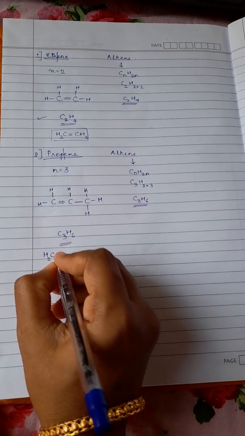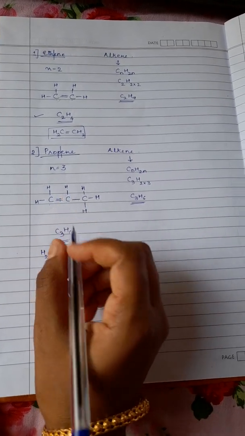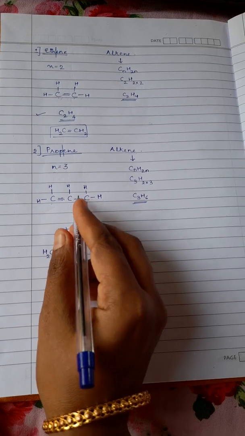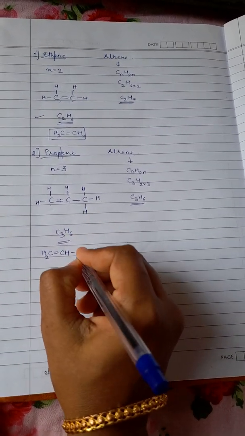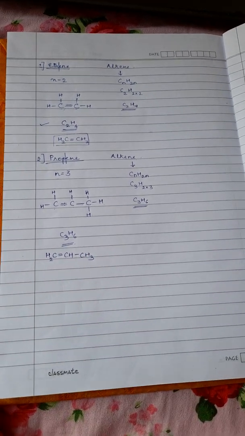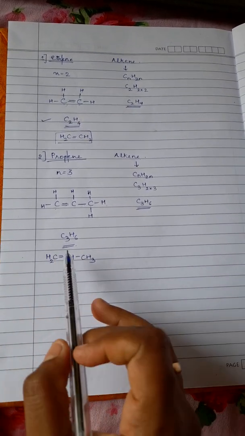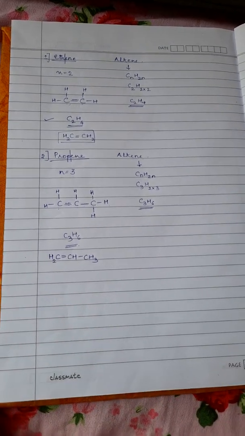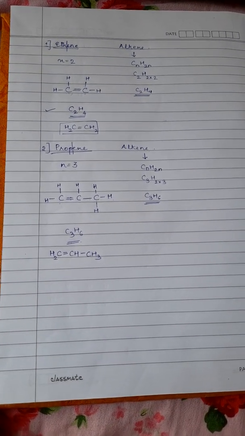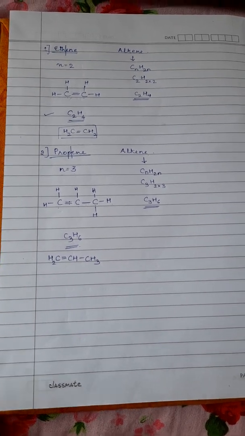I have a double bond, so I'll put a double bond. I have CH, so I write CH. I have a single bond, so I put a single bond. I have CH3, so I write CH3. Propene can also be written as C3H6 or it can be written as CH2 double bond CH single bond CH3. In both ways it is correct. I hope this is clear.